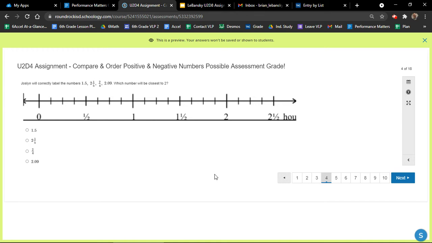Which number will be closest to 2? So whatever is on either side, either to the right or to the left of this 2, will be your answer.